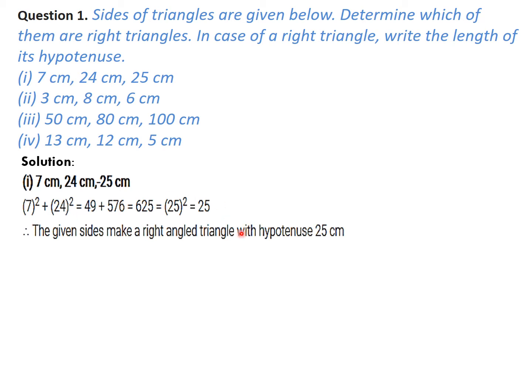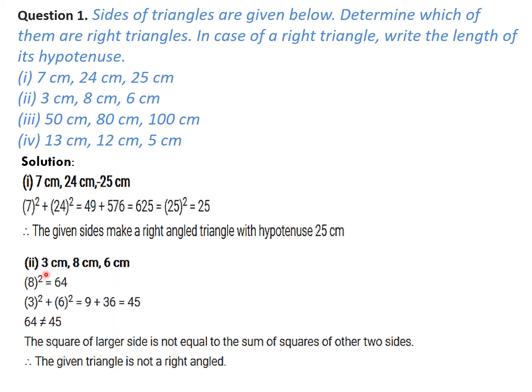So what we can see here is the sum of the square of two sides is equal to the square of the third side, which is the Pythagoras theorem. Now, in case of a right angle triangle, the longest side is the hypotenuse. Since in this triangle 25 is the longest side and it satisfies this equation, therefore we can say the hypotenuse is 25 cm. In the second example, we have 3, 8 and 6 cm.